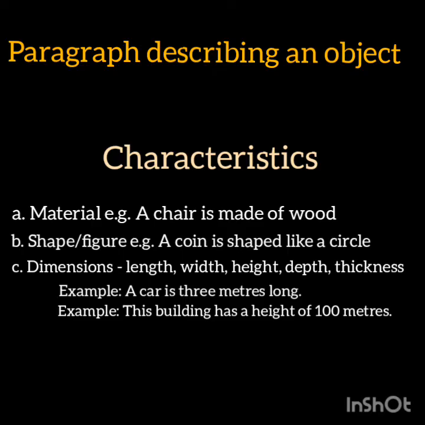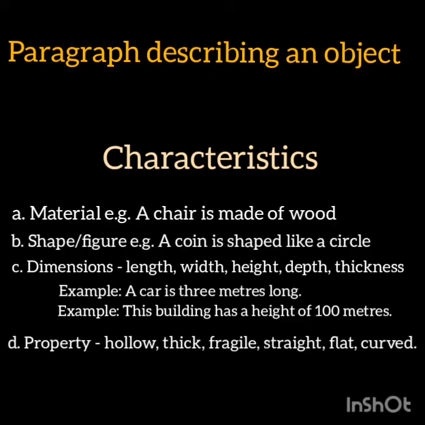In your description of the dimension, you pay particular importance to the use of adjectives such as long, high, wide, broad, deep. Characteristic number 4, property. This is a special quality that belongs to that object. So you can say that a particular thing or object is hollow, it is thick, it is fragile, it is straight, it is flat, or it is curved.